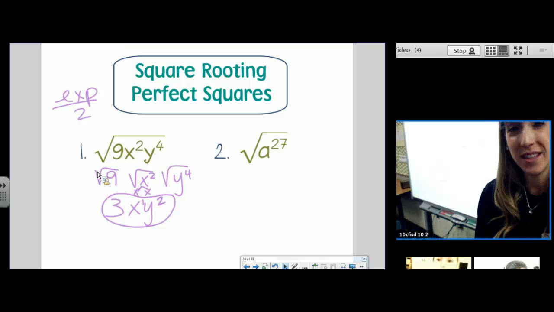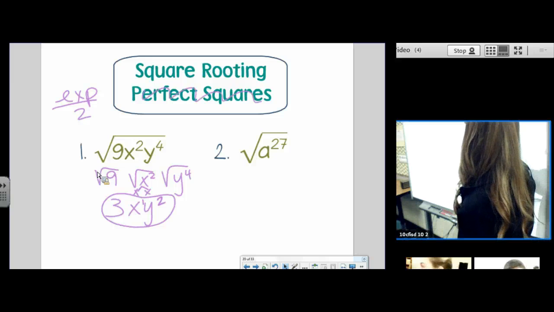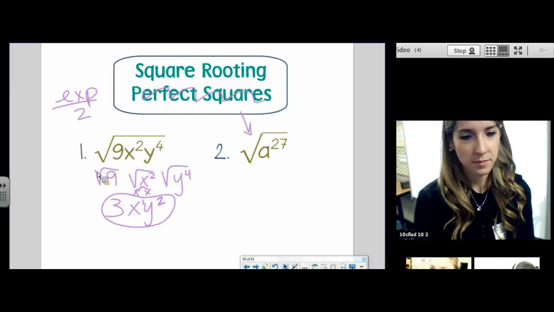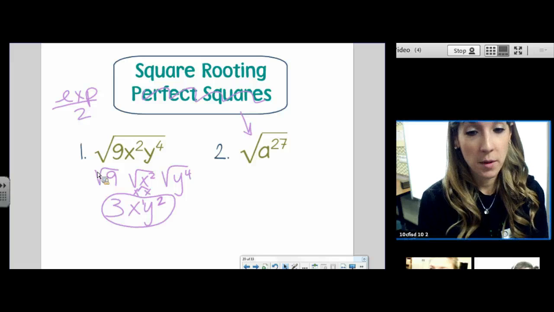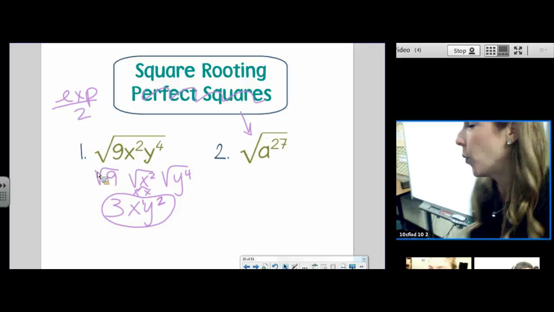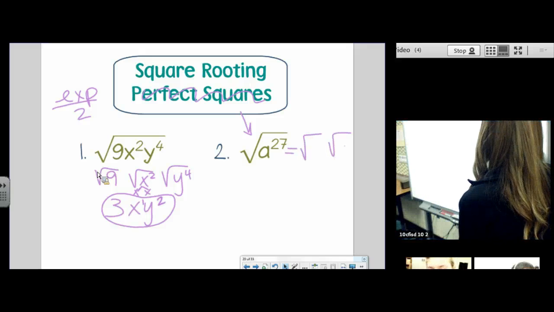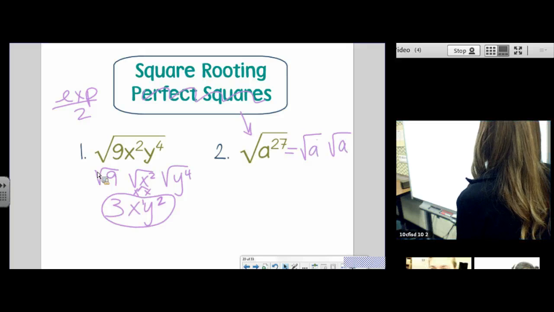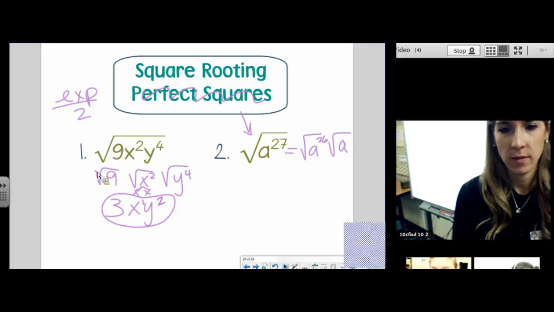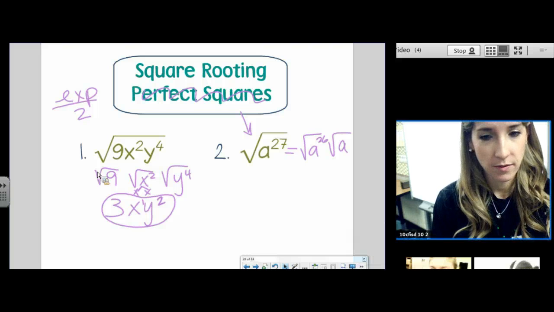Ooh, what happens? By the way, they're not all perfect squares. This is not a perfect square. So what do we do when it's not divisible by 2? Cry. What I recommend is you just separate this. I like this way. I just now thought of this. This is what I would recommend, that you make it an even exponent.